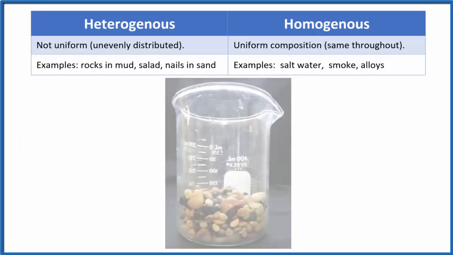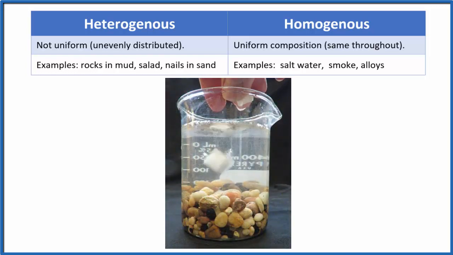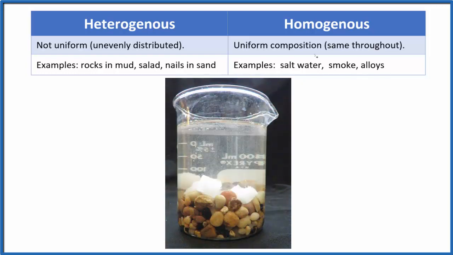So to recap, heterogeneous just means it's clumped together. It's not evenly distributed, like our rocks in the bottom of our beaker with water. Homogeneous, that would be smoother, more spread out, a uniform composition, like our sugar dissolved in water.